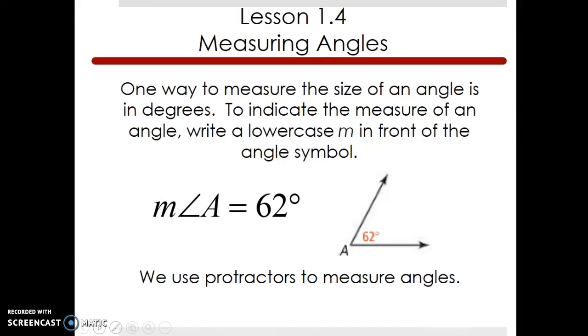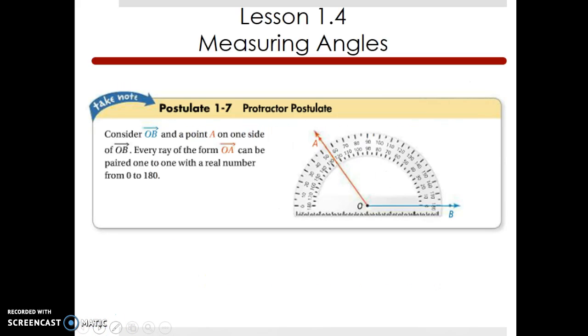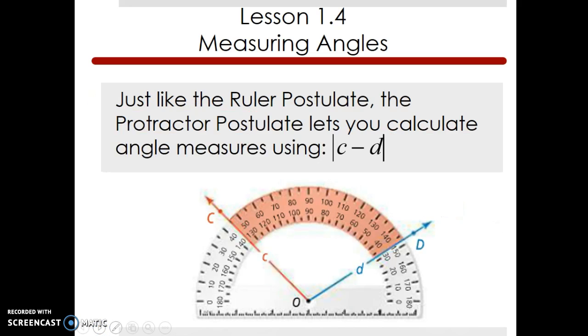One way to measure the size of an angle is in degrees. To indicate the measure of an angle, we write the measure of angle A, and then whatever it is. We use protractors to measure an angle. The next postulate is called the protractor postulate. Consider a ray OB and point A, and it's asking you to find the degree. Every ray formed by OA can be paired one-to-one with real numbers 0 to 180, and it goes 0 to 180 this way as well. Just like the ruler postulate, the protractor postulate lets you calculate angle measure using the absolute value of the difference. So you can subtract the two numbers and find the absolute value of it.